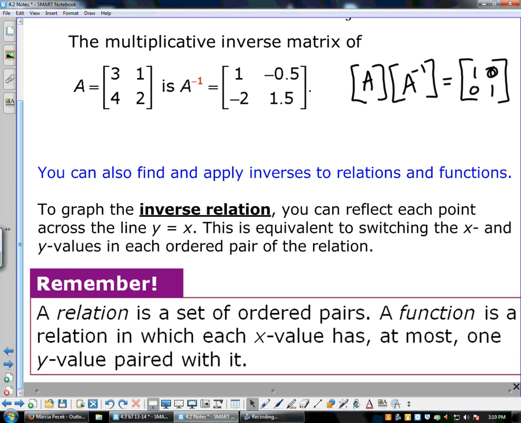Now, just a little reminder here that the word relation means a set of any ordered pairs, and a function is more specifically a relation in which each x value has at most one y value paired with it. So that would mean that you cannot repeat the x's in your ordered pairs. So a function would have to pass a vertical line test. But a relation, there's no such restriction. It can have many points along the vertical line.